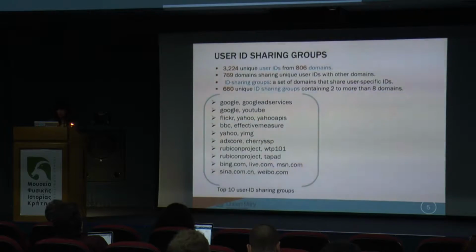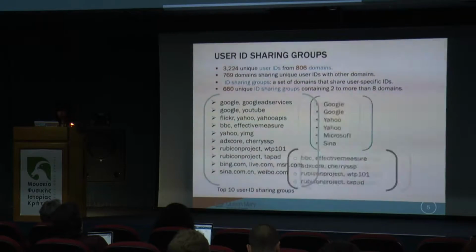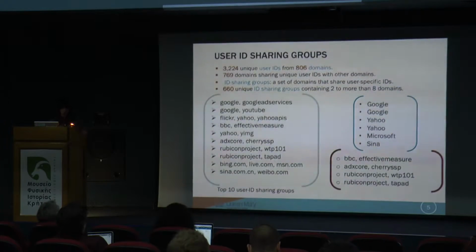You might notice that some of this ID sharing is happening within the same organizations. For example, Sina and Weibo are both different properties of the Sina organization. Sharing between Yahoo and Yahoo MG, they all belong to Yahoo. However, there is some sharing across different organizations, for example, Rubicon Project and TapAd. Therefore, we broadened our approach from domains to organizations to see whether this ID sharing is limited to only certain organizations, or it is spread across different organizations.